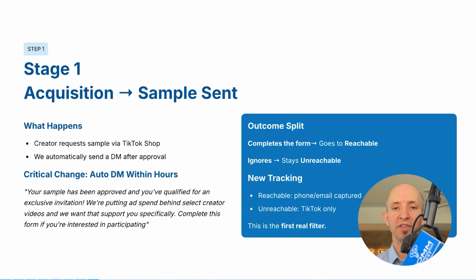But the most important thing that you want after approving a sample for a creator is you want to get them to share their contact information with you. And so here's basically what we're doing. We have an autoresponder. As soon as we approve a sample, we're immediately going to say, hey, congrats, we just approved your sample. This is going to be a TikTok DM. It's going to be arriving in the next few days.